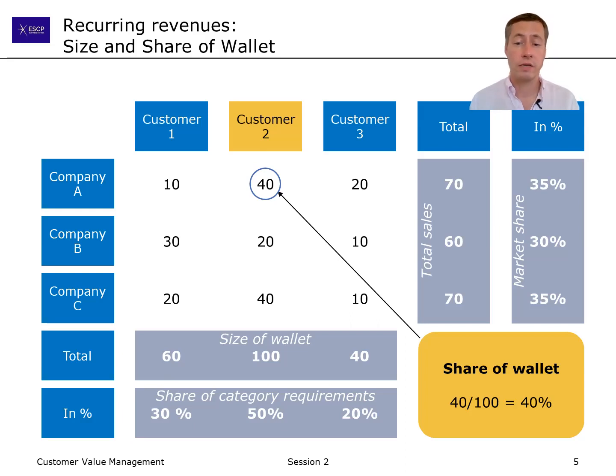Very similar to how you can divide sales by market size to get market share, you can divide size of wallet by market size to get share of category requirements. But we are interested in something else. We are interested in the share of wallet of customer 2, for example. Look at customer 2. Customer 2 has a size of wallet of 100, and customer 2 spends 40 with company A. If you divide the 40 by 100, you get 40%, which is just the share of wallet.